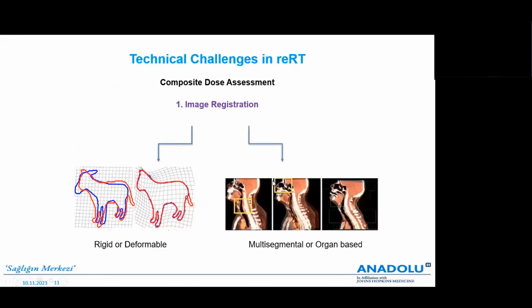And another thing is what kind of registration we will do. We will use a multi-segmental registration, or we will do an organ-based registration. So maybe we should think case by case about what kind of image registration we will do. This is one of the important technical problems.